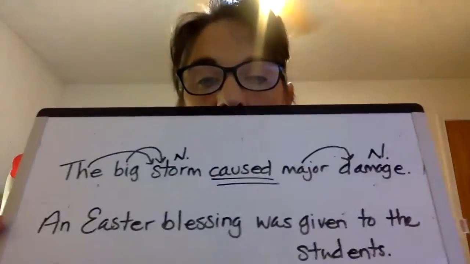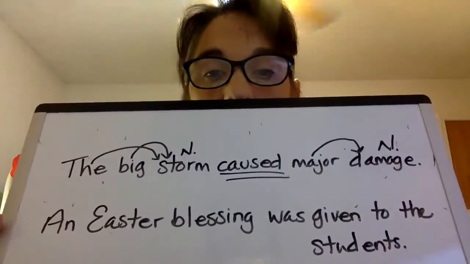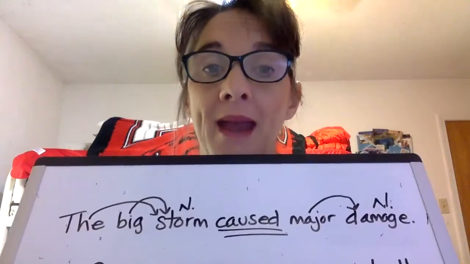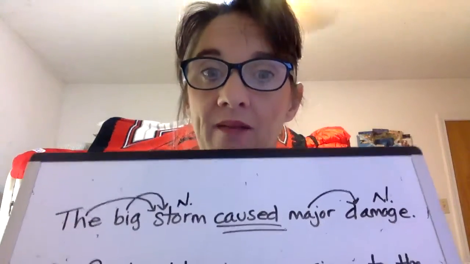I'll do one more. An Easter blessing was given to the students. I hope that you have had a good Easter. An Easter blessing was given to the students. Again, I'm going to go through and find my nouns and pick out my verb, and then I'll see what I have left.